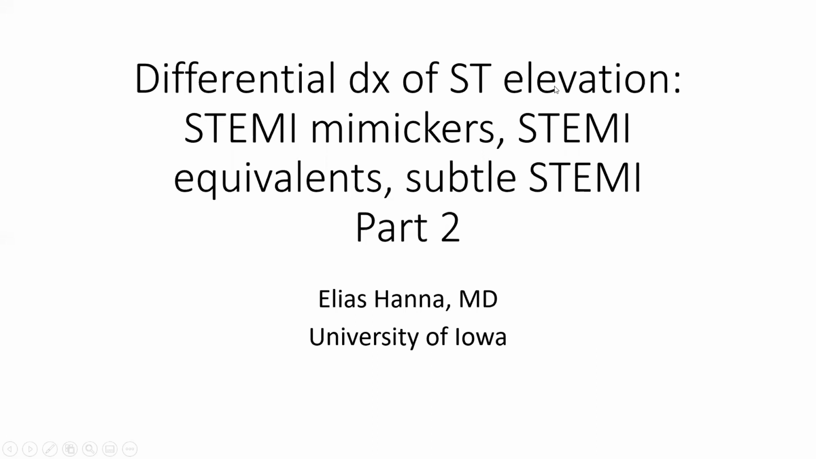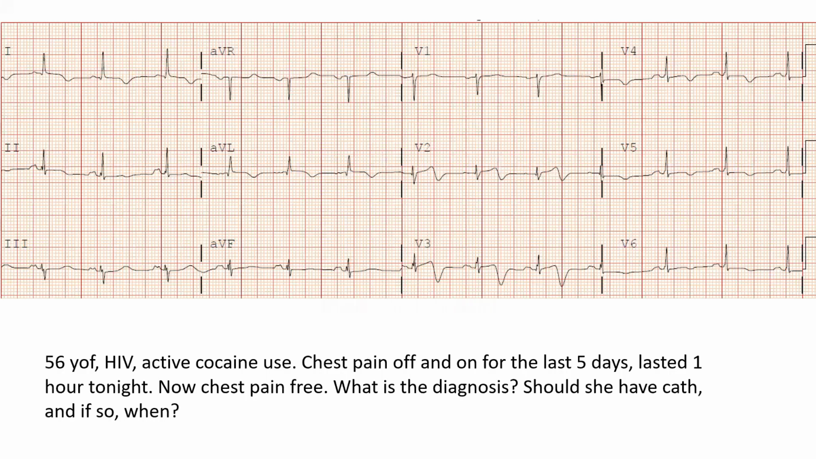Okay, so I will continue talking about the differential diagnosis of STEMI, STEMI mimickers, and STEMI equivalents, okay? So this is a patient, a 56-year-old female, HIV, active cocaine user. She comes in with chest pain off and on for the last 5 days, including a long, severe pain last night. She is chest pain free now. What is the diagnosis and how urgent is the angiogram?